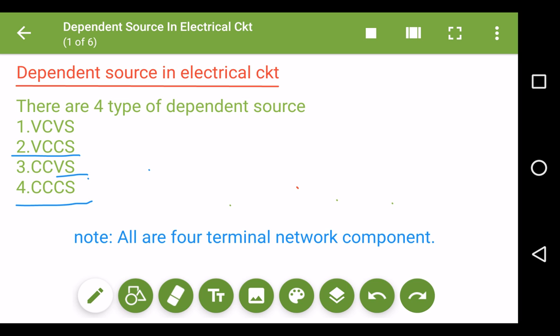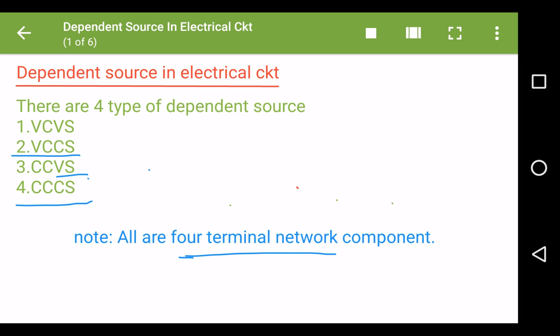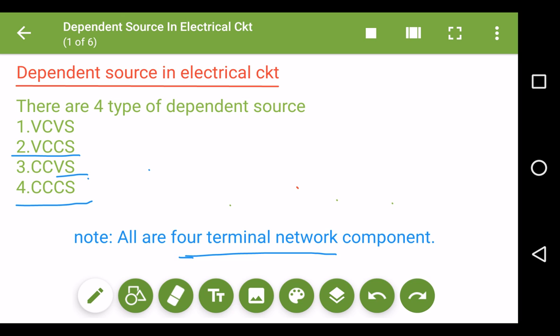Okay, and remember, all these types of source which you will encounter in your circuit are four terminal network components. What is meant by four terminal? The internal diagram of this source has four terminals. So this is what we call four terminal. Here are two terminals and there are two terminals, so together they make a four terminal network.